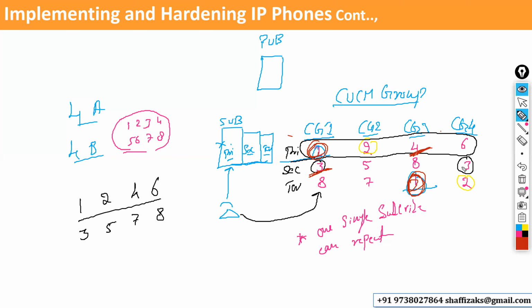US region, they'll create a separate cluster. UK region, a separate cluster. Asia, a separate cluster. ANZ, Australia and New Zealand, a separate cluster. This is how they'll go. When they make different clusters, what happens? You will not get 30,000 or 40,000 phones in one.